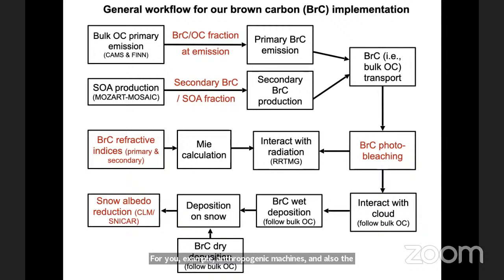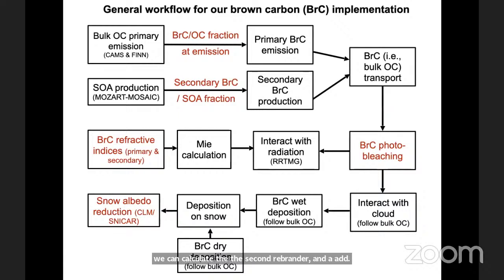Another source of brown carbon is secondary organic aerosol production, for which we already have some parameterizations or processes, although there are still some uncertainties within this SOA production. Leveraging these existing total SOA productions, we just need to calculate the secondary brown carbon fraction within the total SOA production. Then we can calculate the secondary brown carbon production, and add these two new species into WRF-Chem.